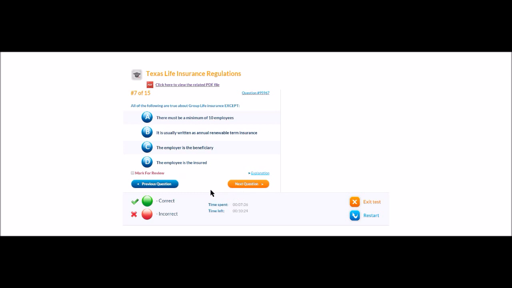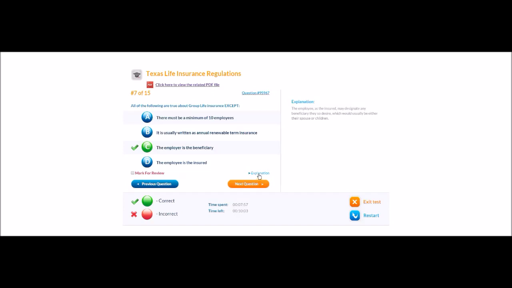All of the following are true about group life insurance except there must be a minimum of 10 employees. It is usually written as annual renewable term insurance. The employer is the beneficiary. The employee is the insured.